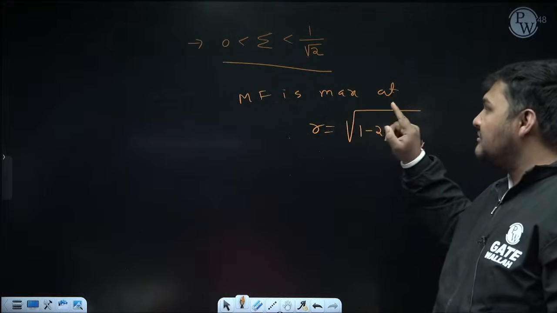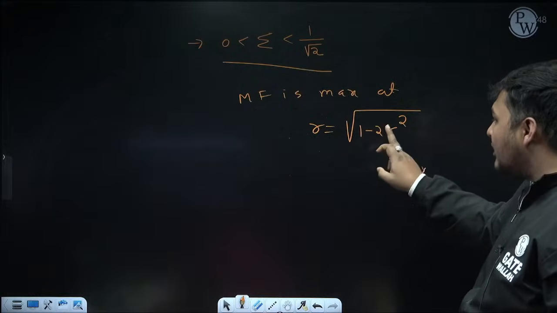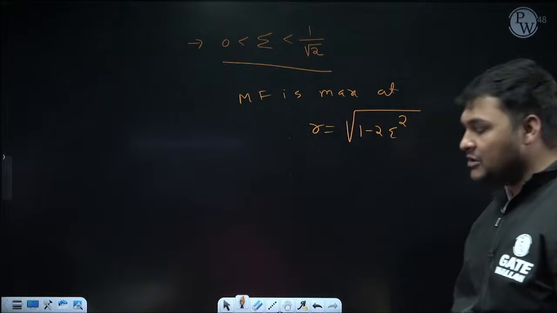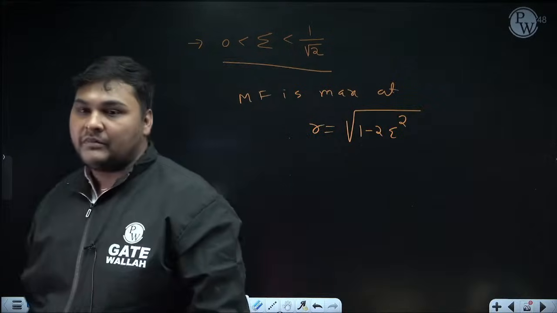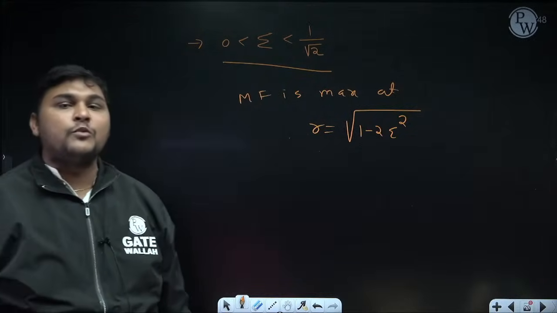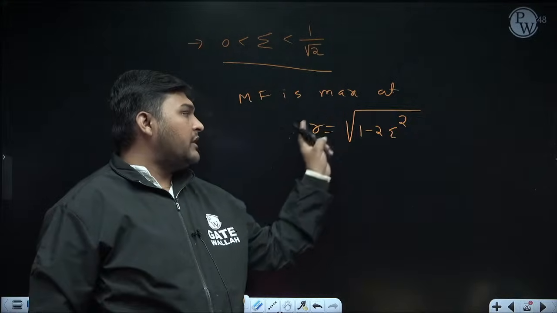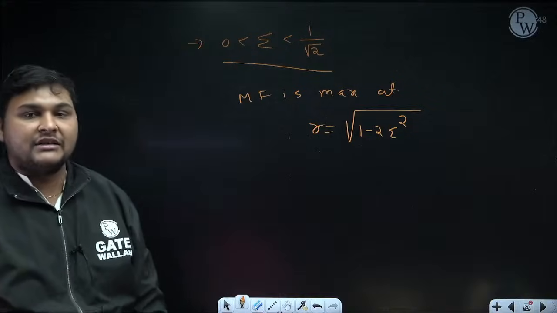MF is maximum between zeta 0 to 1 by root 2. MF is maximum at R equal to root over 1 minus 2 zeta square. Like suppose zeta is 0.1, which is between this range. So if the examiner asks, for zeta equal to 0.1, MF will be maximum at which value of R? Put zeta equal to 0.1 here, and you will get the R at which MF will be maximum.